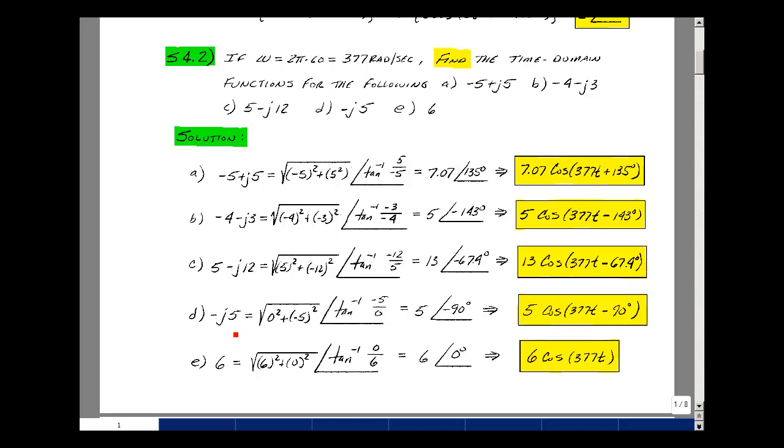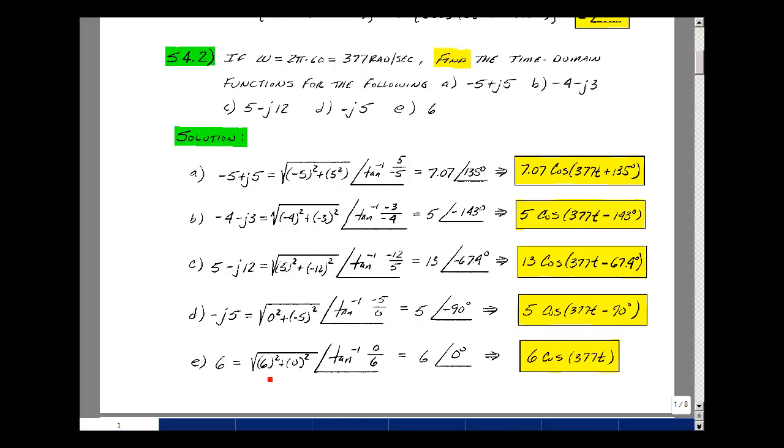Next one is just minus j5. Real part is 0. Imaginary part is -5. Squaring that and square rooting it, we get 5. Take the arctangent of the imaginary term over the real term, and that's going to go off to infinity. But we're between the third and fourth quadrant, and so we'll be looking at a minus 90 degrees. Our time domain function is 5 times the cosine of omega t minus 90 degrees.